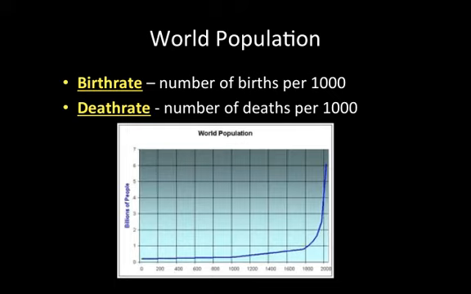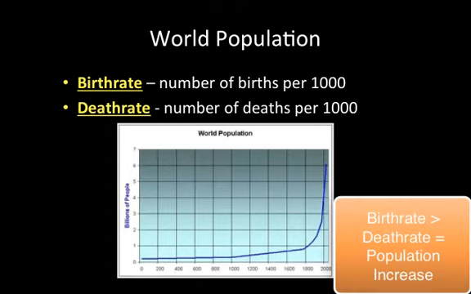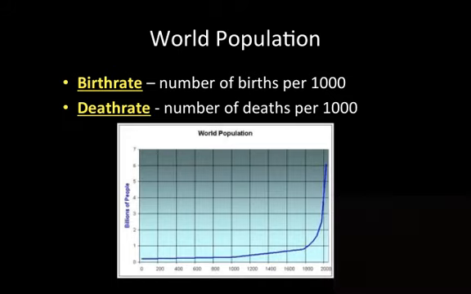A couple key terms to know are the birth rate and the death rate. The birth rate is the number of births per 1,000 individuals, and the death rate is the number of deaths per 1,000 individuals. So we can look at the graph below and understand that the birth rate by far outnumbers the death rate in terms of the global population because the population is increasing.